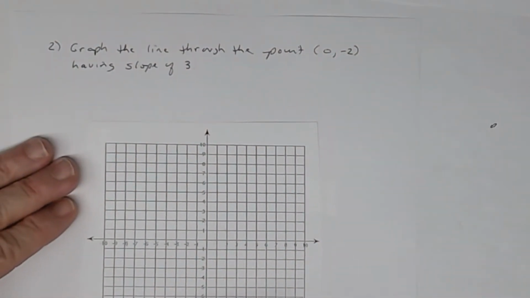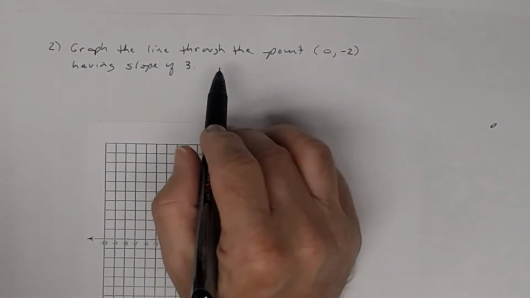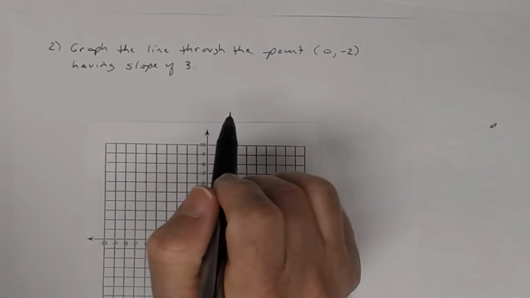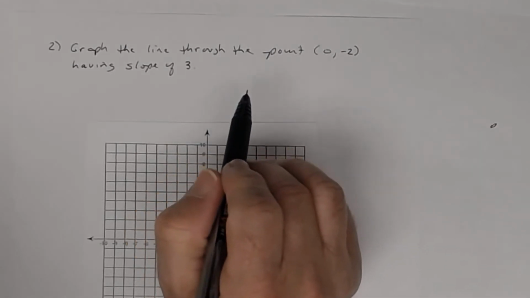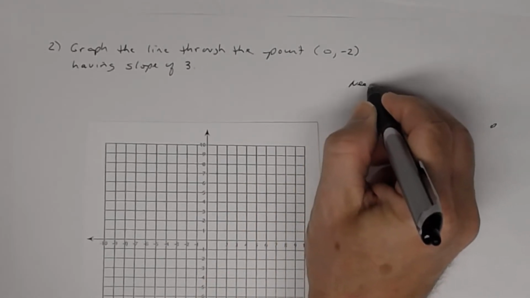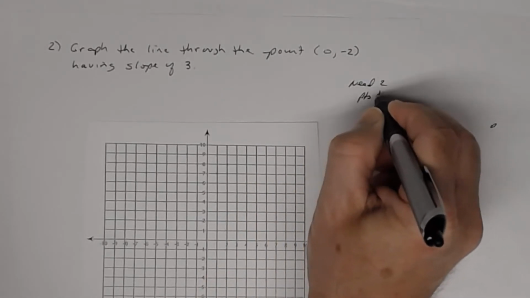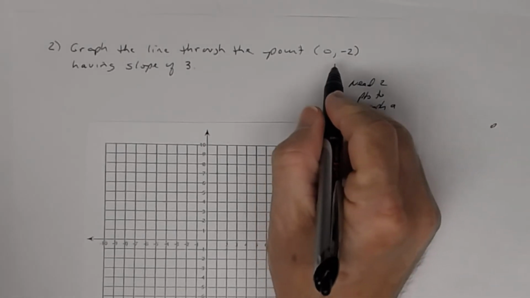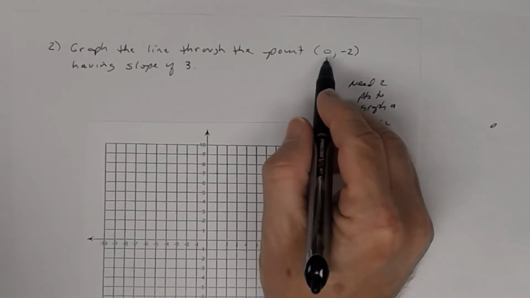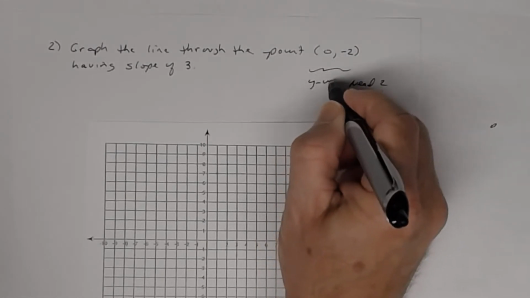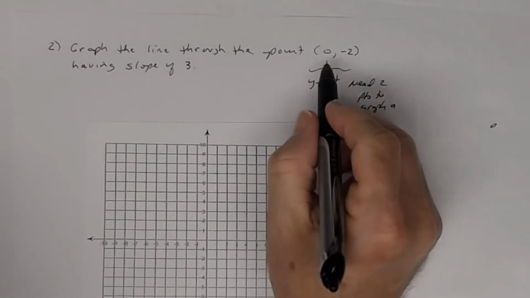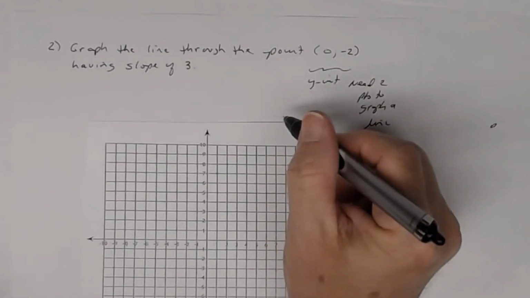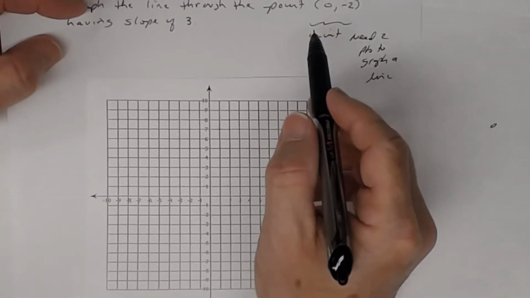In number 2, it's the same idea that we did in number 1. So notice you want to graph the line that goes through this point and has this slope. So to graph a line, you need 2 points. I already know one of them. One of them is this, 0, -2, which happens to be the y-intercept. And why does this happen to be the y-intercept? Because x is 0.